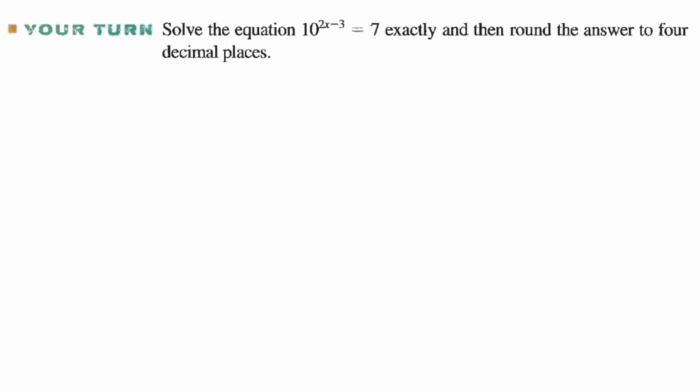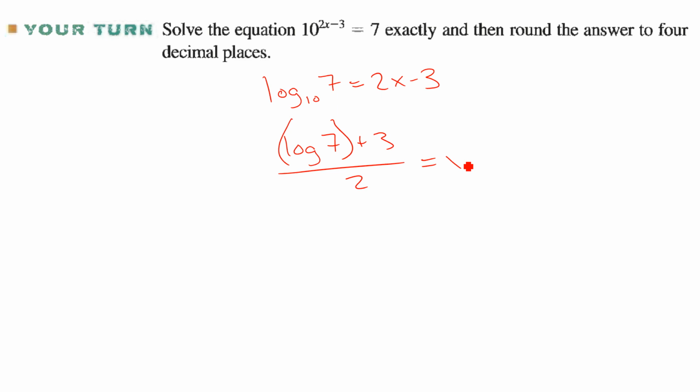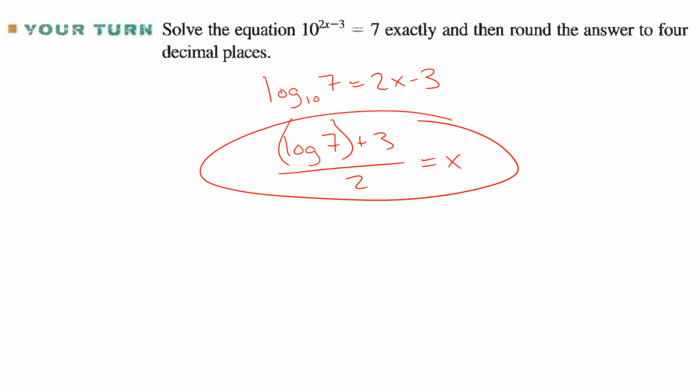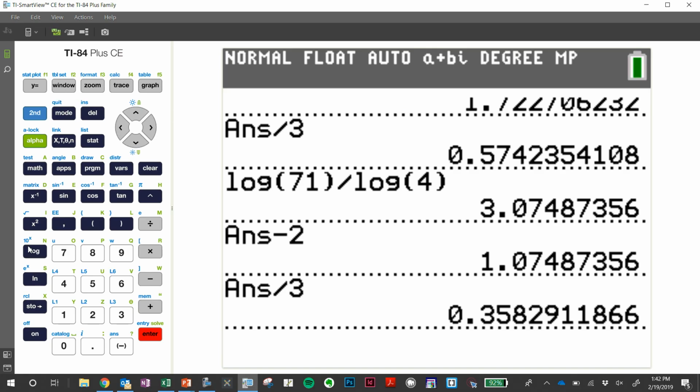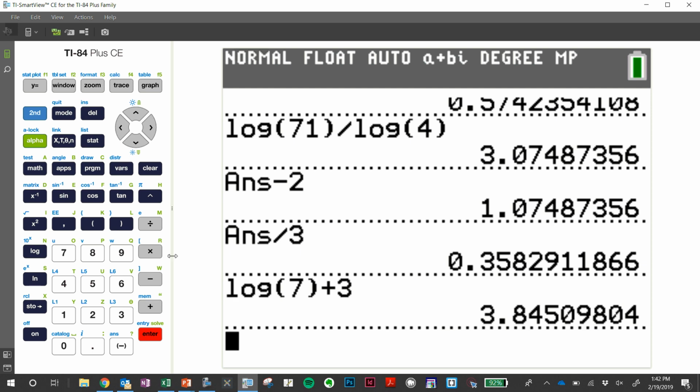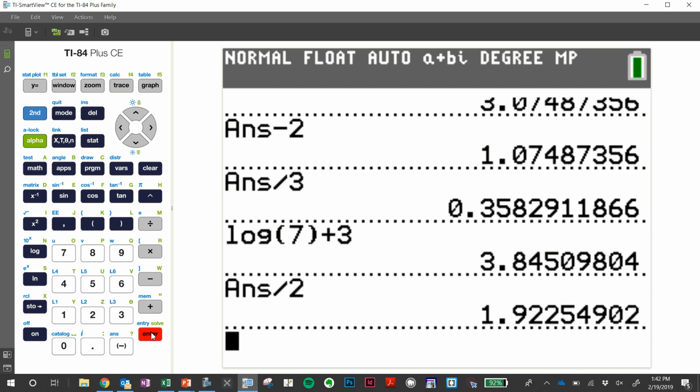All right, your turn. Give it a shot. All right, so hopefully we said log base 10, or just log of 7 equals 2x minus 3. And so we'll say log of 7 plus 3, put that in parentheses if we want to, all divided by 2 is x. That's our exact answer. We'll plug it into the graphing calculator. On this one, we can go straight to log 7 because we have the correct base. Plus 3. Make sure we hit enter before we divide by 2 so we get our order of operations correct. 1.9225.